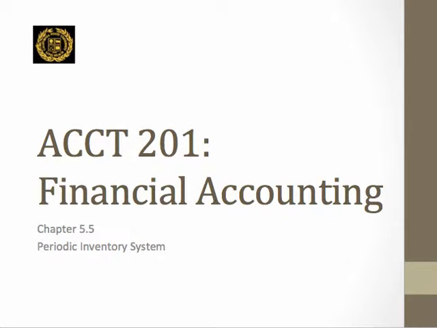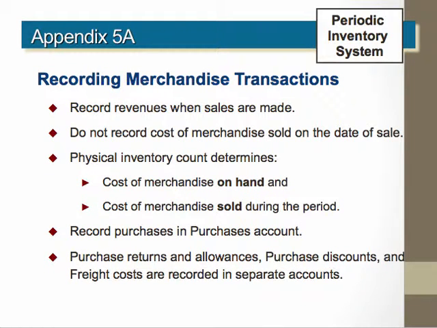We mentioned earlier that some companies may choose to use the periodic inventory system instead of the perpetual inventory system. Normally, these companies have either less volume or a simpler type of inventory that they don't need to keep track of inventory on a regular basis.